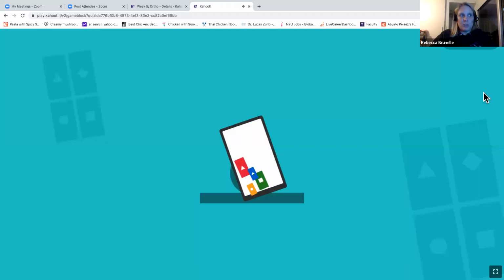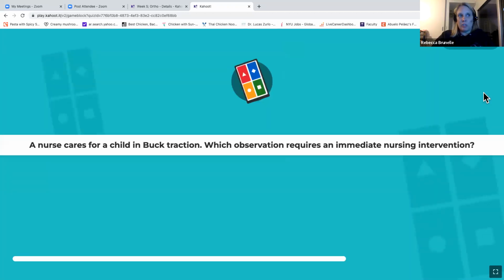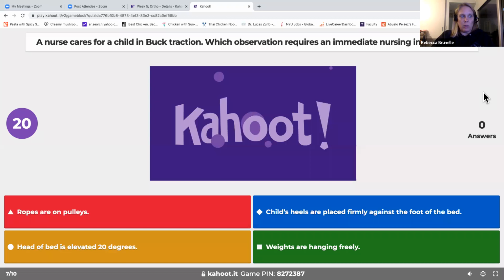So a nurse cares for a child in Buck's traction. Which observation requires an immediate nursing intervention? The ropes are on pulleys, the head of the bed is elevated to 20 degrees, the child's heel is placed firmly against the foot of the bed, or the weights are hanging freely.